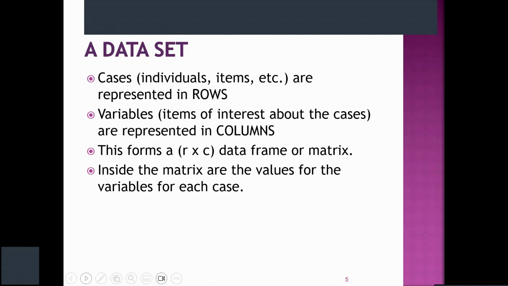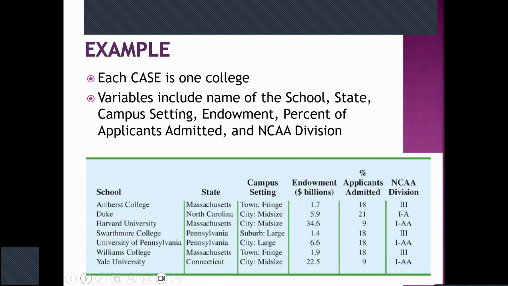So a data set has the cases, the individuals that we're looking at, and those are usually represented in rows. So each row is a case or an observation. The variables that we're interested in about the cases are usually in columns, and this forms a row by column matrix, which we often call a data frame. Notice that conventionally in data science, it is rows by columns. So number of rows first, and then number of columns second. Inside the matrix are the values for the variables for each case.